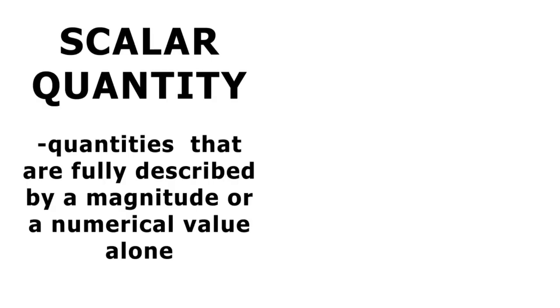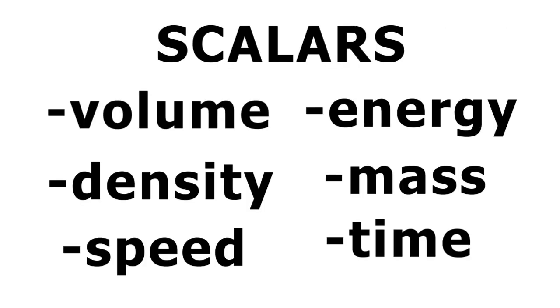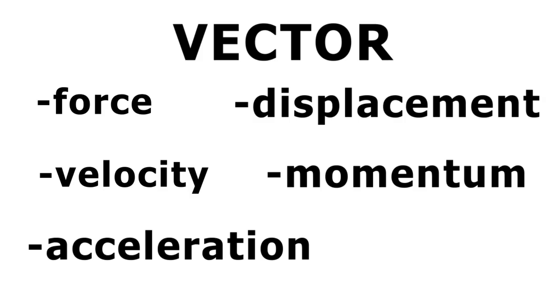Scalar quantities are the quantities that are fully described by a magnitude or a numerical value alone, while vectors are quantities that are fully described by both a magnitude and a direction. Some of the examples for scalars are volume, density, speed, energy, mass, and time. Sa vector naman, meron tayong force, velocity, acceleration, displacement, and momentum.